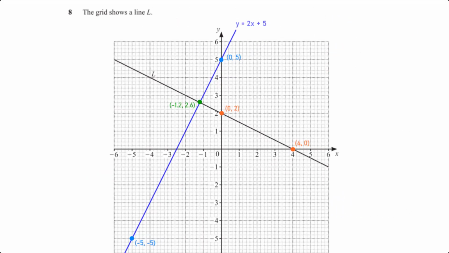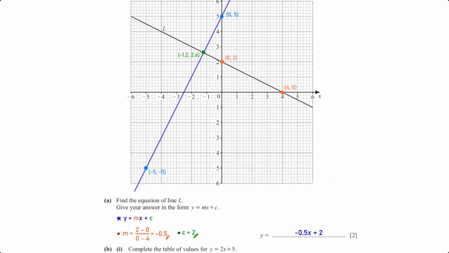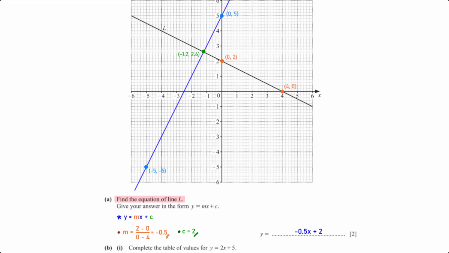The grid shows a line L. Find the equation of line L. Give your answer in the form y equals mx plus c. All we need to do is find the values of m and c and plug in these values into y equals mx plus c. To get m, we first need to pick 2 points on line L.